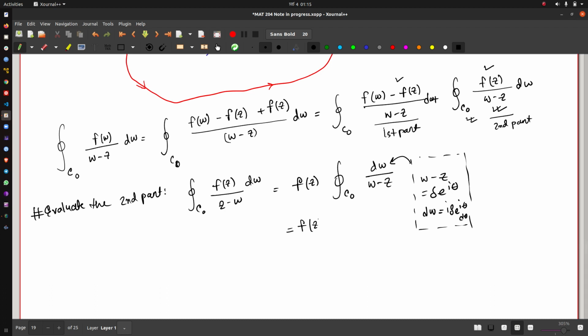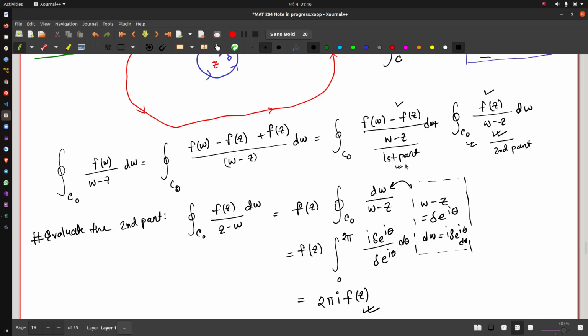So you will have f of z, 0 to 2 pi, you will have i delta e to the power i theta, and here you will have delta e to the power i theta and d theta. So what you have, at the end of the day, is 2 pi i times f of z. So this part is done. Now what about this part?